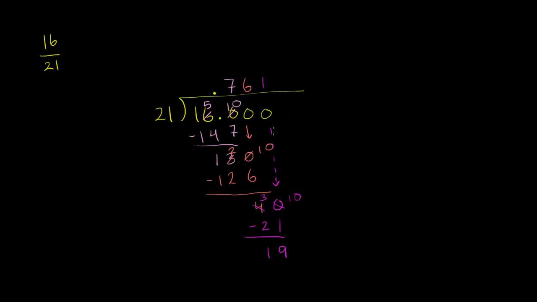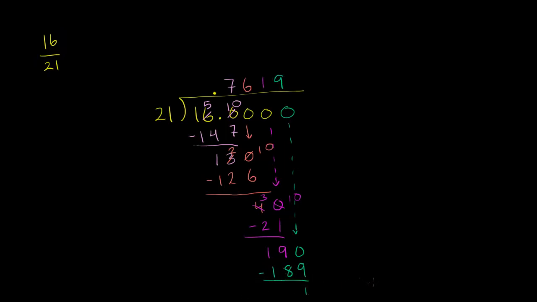So let's bring another 0 down here. And 21 goes into 190. Let's see, I think 9 will work. Let's try 9. 9 times 1 is 9. 9 times 2 is 18. When you subtract, 190 minus 189 is 1.